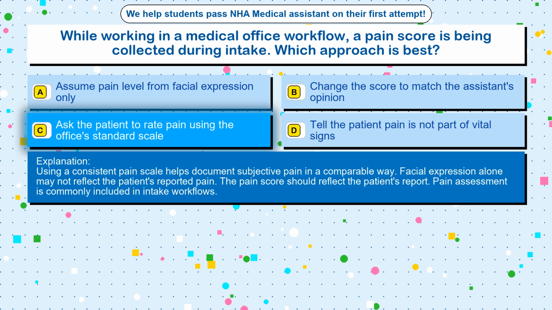Using a consistent pain scale helps document subjective pain in a comparable way. Facial expression alone may not reflect the patient's reported pain. The pain score should reflect the patient's report. Pain assessment is commonly included in intake workflows.